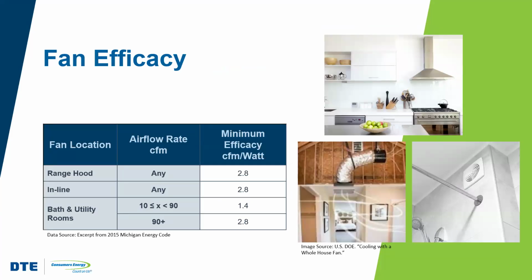When we think about the fans for those systems, there are some criteria for the efficacy or the efficiency of those fans. We want to make sure that they're not wasting energy. And the efficacy of those fans is based on their location within the house. A whole house fan would fall into this inline category here. So we would want to make sure that its efficacy was at least 2.8 CFM per watt, right? And you can see here, there are various locations where those fans might be for that local exhaust, either in the kitchen, the bathroom, or it could be the whole house.